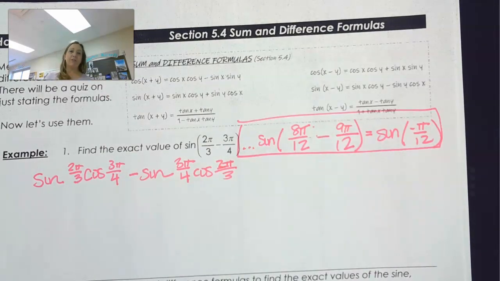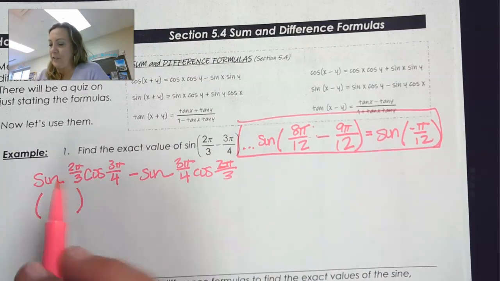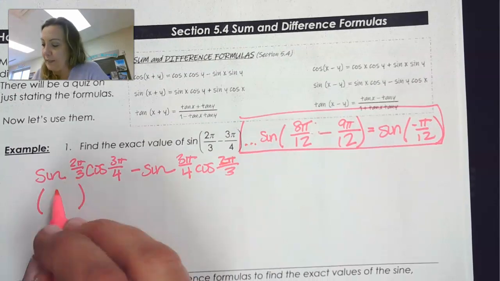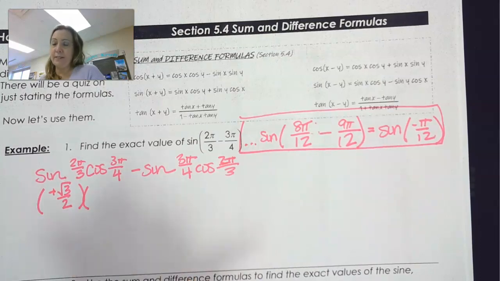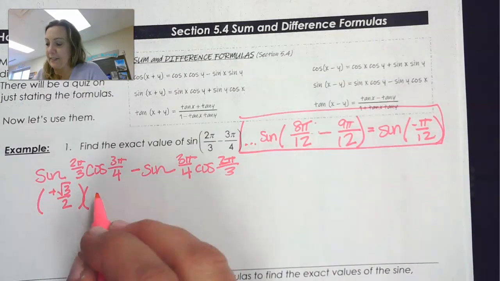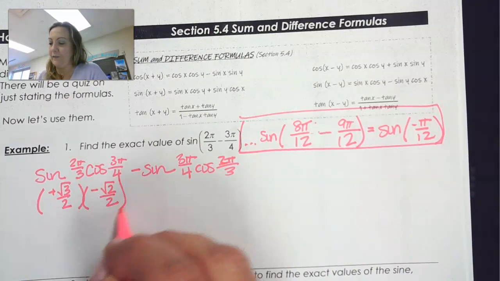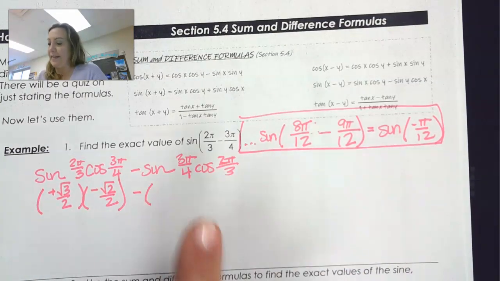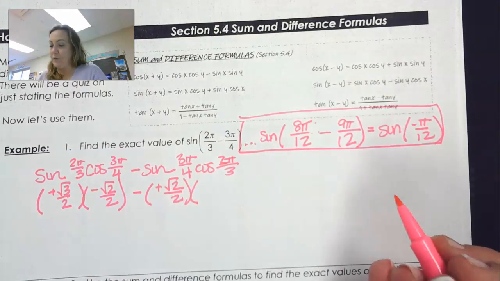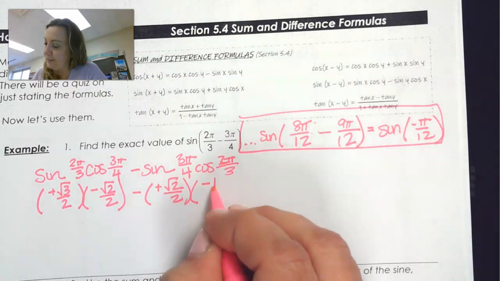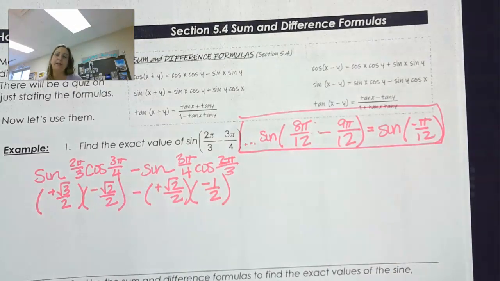Well, because we've used these critical angles, we now can evaluate these, right? The sine of 2 pi thirds, that's in the second quadrant, so that's going to be positive root 3 over 2. 3 pi fourths is also in the second quadrant, but the cosine is going to be negative in quadrant 2, negative root 2 over 2. The sine of 3 pi fourths is positive root 2 over 2. And the cosine of 2 pi thirds is negative 1/2. Now, I know you don't have to write the plus signs. I'm just making a point to think about your signs in this case, okay?